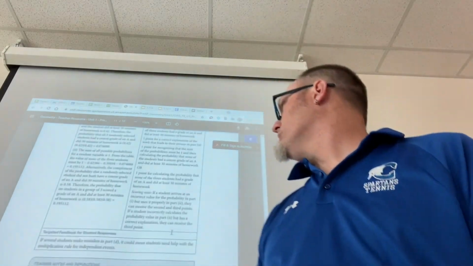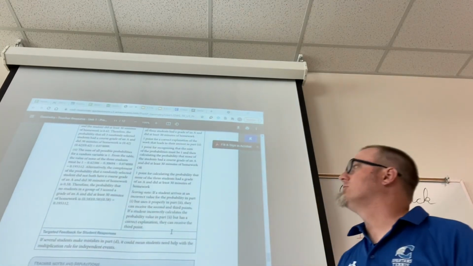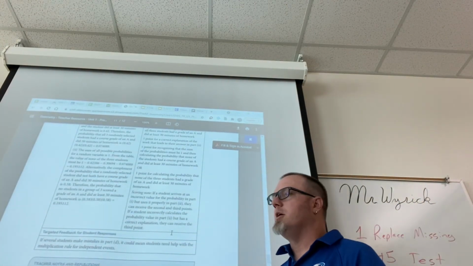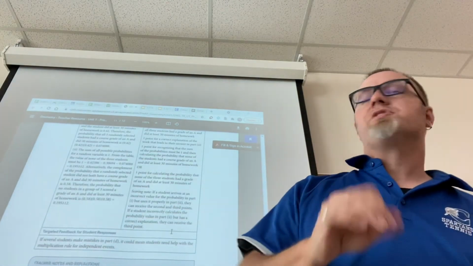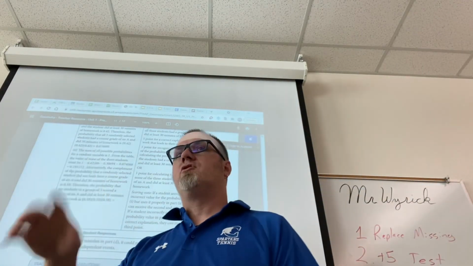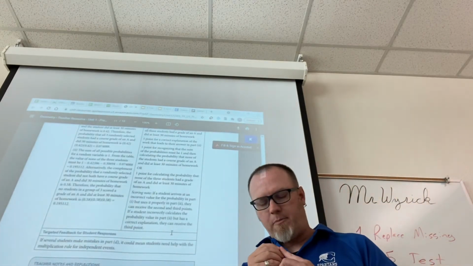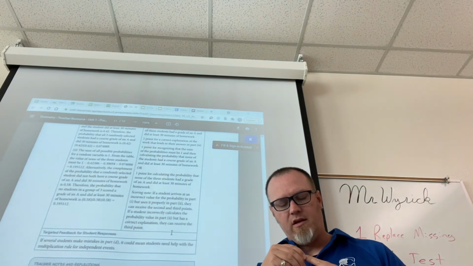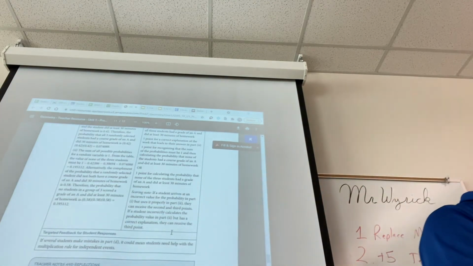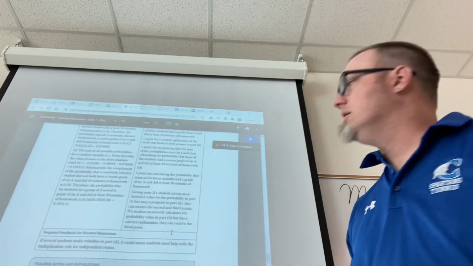Again, they have a scoring note on this one. If a student arrives at an incorrect value for the probability in part 1, but uses it properly in part 2 and 3, you can get still the second and third point. So if you stopped at like 0.07 or something like that, and you're like, whatever, you could still get the points for 2 and 3 if you use that 0.07 correctly in putting everything together.